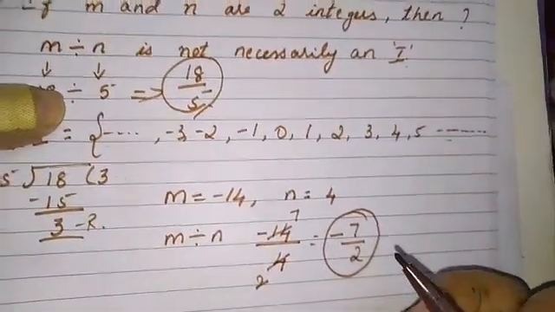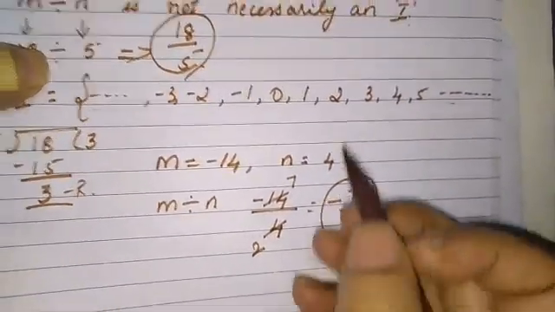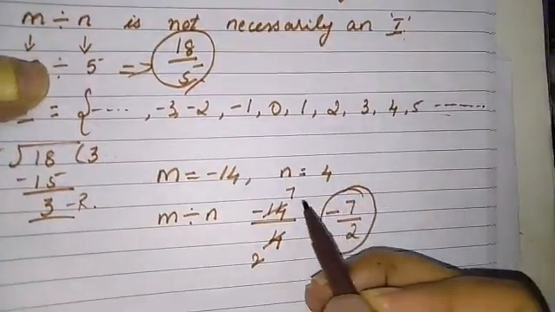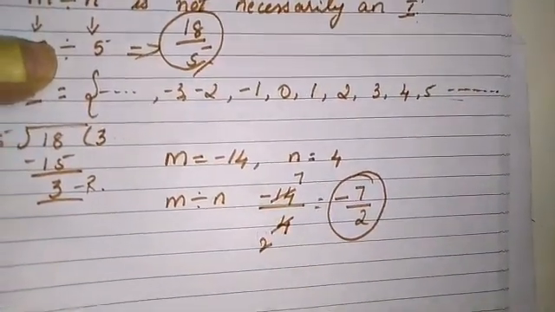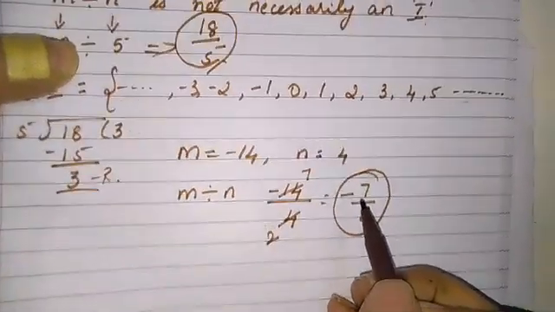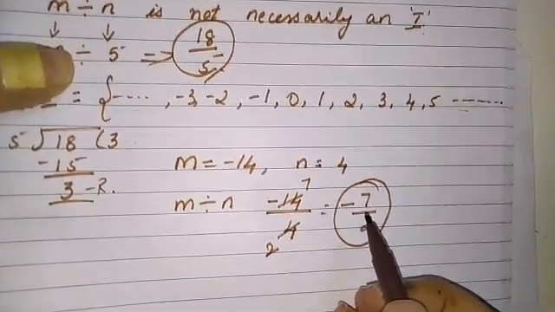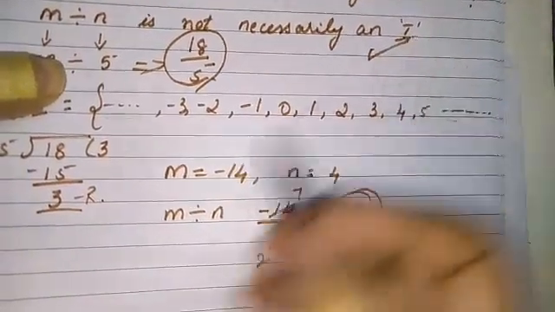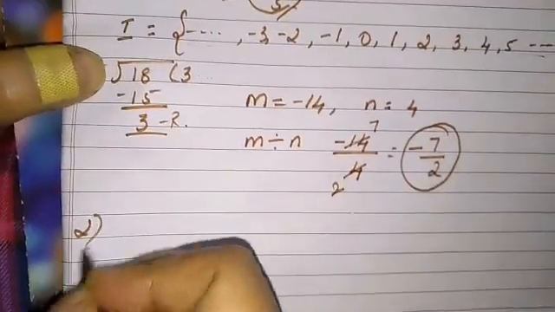So it need not be that always when I divide one integer by another I get an integer. We know that minus 14 is an integer, we know that 4 is an integer, but when we divide 14 by 4, are we getting an integer? We are not getting an integer. So that means this property has proved to be right. Now let's check out the second property.